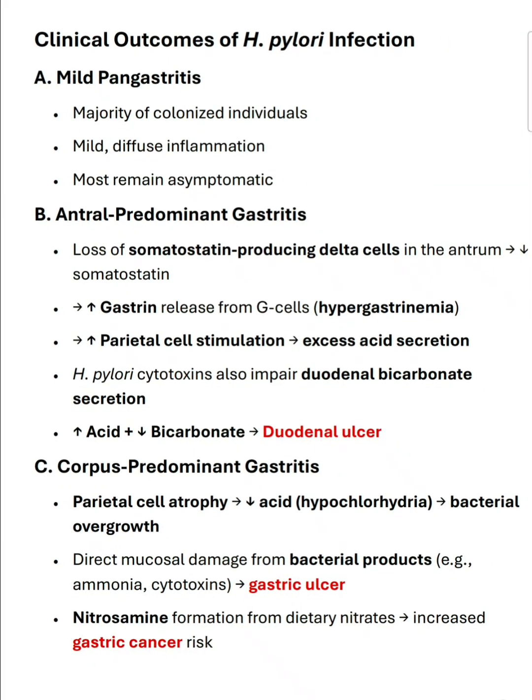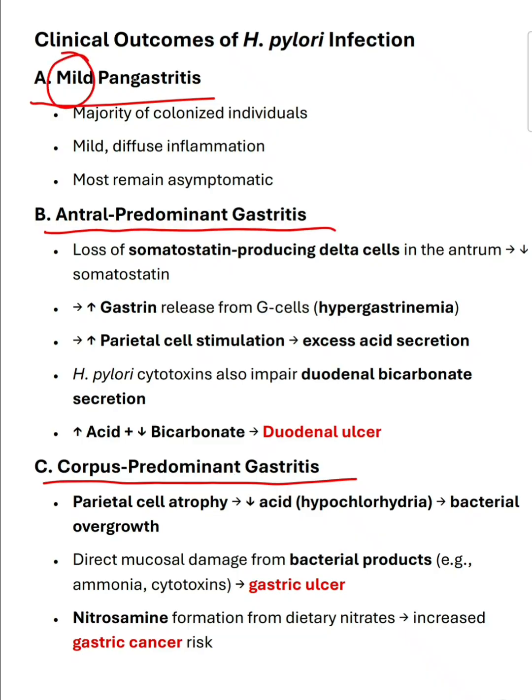Now let's talk about the clinical outcomes of Helicobacter pylori infection. In a broader sense, you can get any of these three outcomes. One is mild pangastritis, two is antral-predominant gastritis, and another is corpus-predominant gastritis. So the mild pangastritis, as the name implies, is mild, and it's a diffuse inflammation of the stomach mucosa. And actually that scenario is the most common scenario.